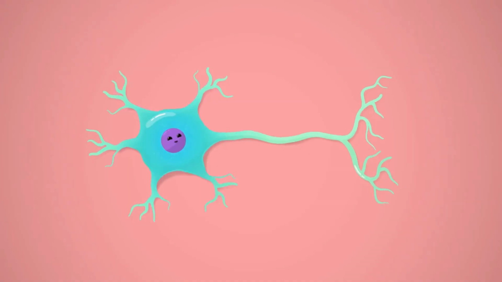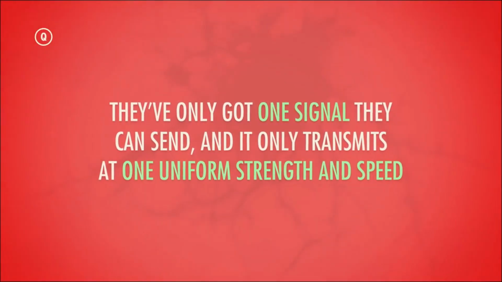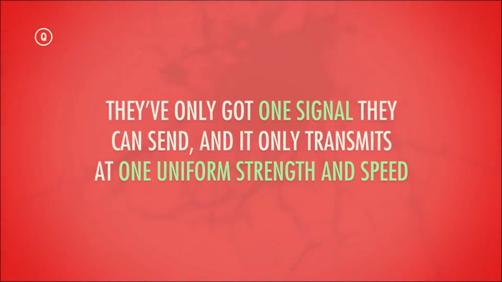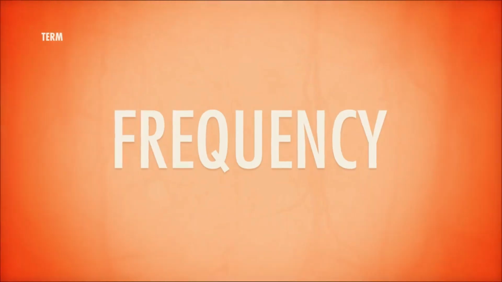and emotions. When a neuron is stimulated enough, it fires an electrical impulse that zips down its axon to its neighboring neurons. But they've only got one signal that they can send, and it only transmits at one uniform strength and speed. What they can vary is the frequency or number of pulses, like this is distinct from this. And your brain can translate these signals, reading them like binary code, organizing them by location, sensation, magnitude, and importance, so that you know the difference between "turn up the thermostat" and "oh my gosh, I'm on fire."